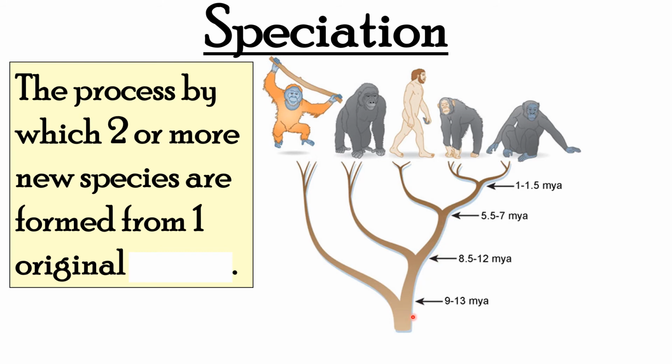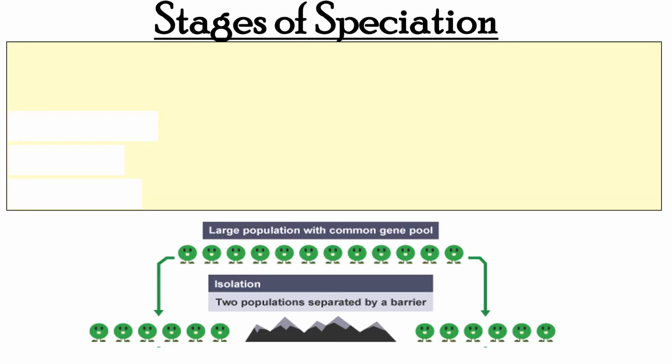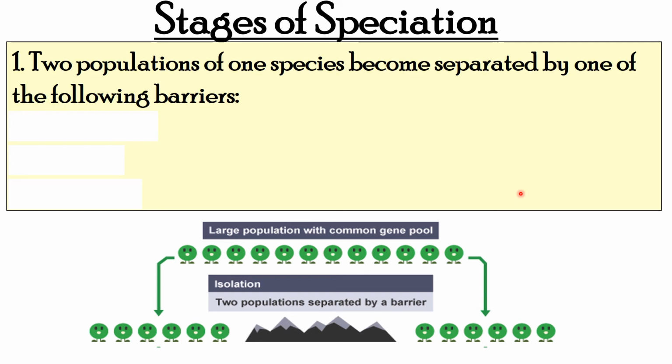If you go back about 10 million years, then there was something which lived, and again a precursor of us and these other primates, and based on environmental conditions and natural selection, you had these 5 different species evolve from that common ancestor. So yeah, process in which 2 or more new species are formed from one original species. And again, this can be broken down into stages.